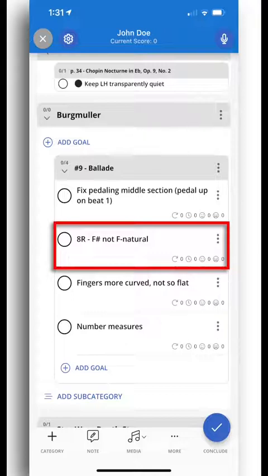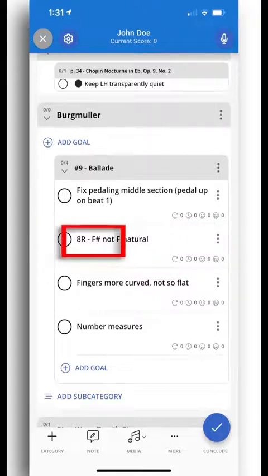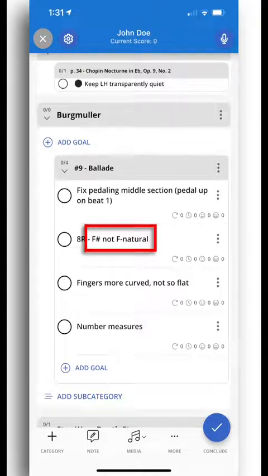By the way, a little side point here, 8R is code for measure 8 right hand. Naturally, I use L for left hand and B for both hands. When I assign goals, I keep all information relating to the location of the goal separated from the goal itself, which makes it much easier for students and parents to read goals, not to mention quicker to type. I do this even when I write goals by hand in a notebook.